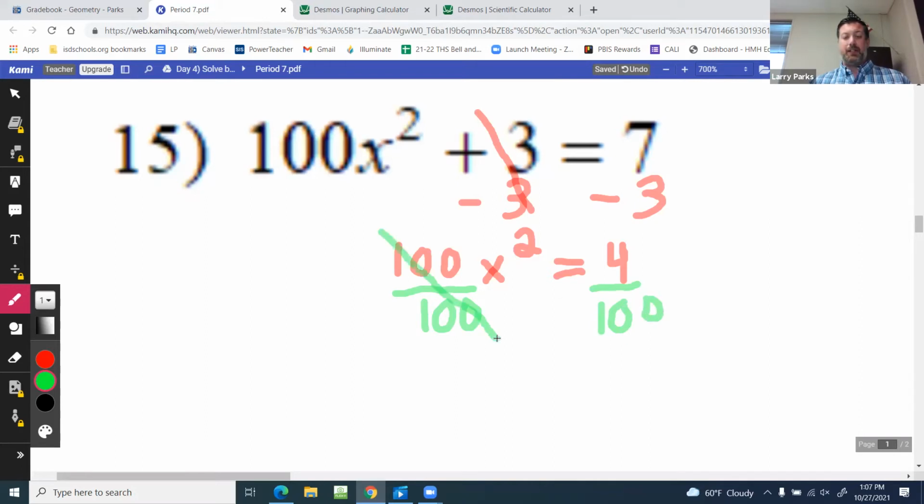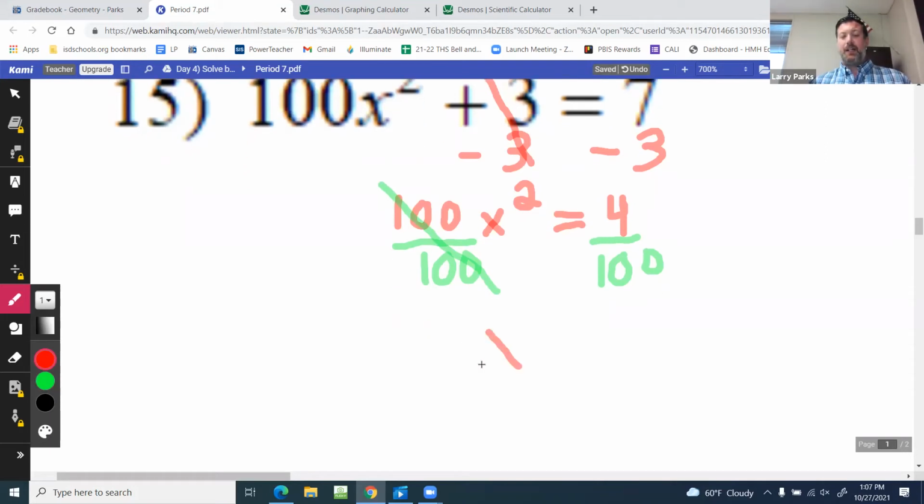That goes away, and I get x squared equals, oh boy, a fraction. Sometimes I would simplify this before I move on, but this is a case where I'm actually going to leave 4 over 100 as 4 over 100, because 4 is a perfect square and so is 100.